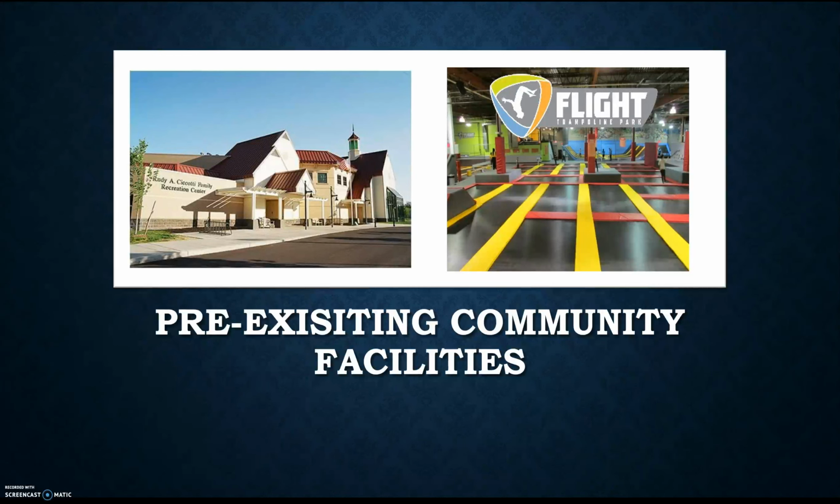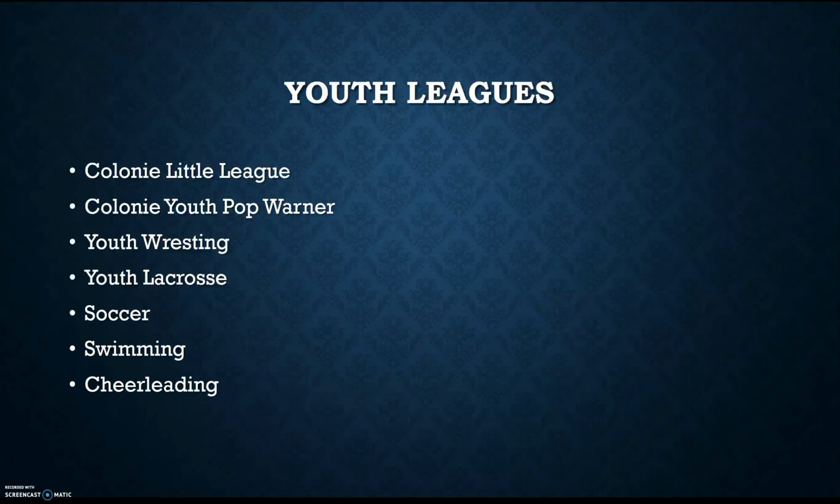There are some pre-existing community facilities for athletics and for just being physically active in general. On your left, you have the Rudy A. Saccotti Center, which is filled with an indoor pool, basketball courts, a track, a gym, and tons of other stuff for families to participate in. Obviously, that costs a membership fee per year. And also you have the Flight Trampoline Park, and these are just two quick examples. Flight Trampoline Park is a trampoline park that offers daily classes and different membership options where you can go and be physically active in a different environment.